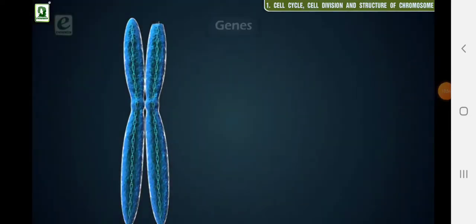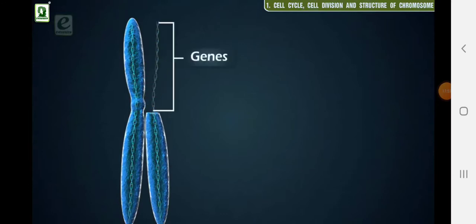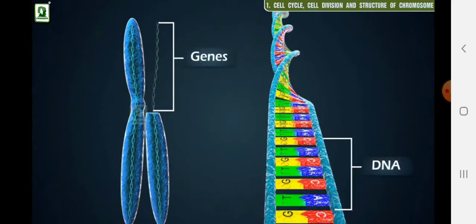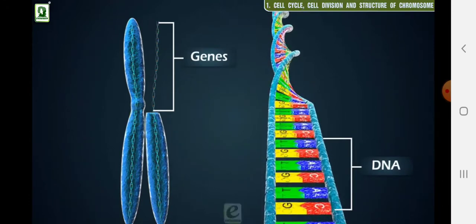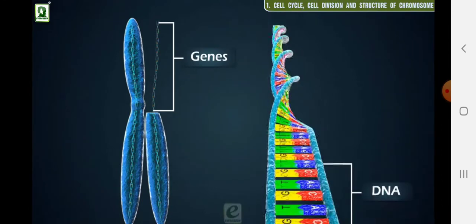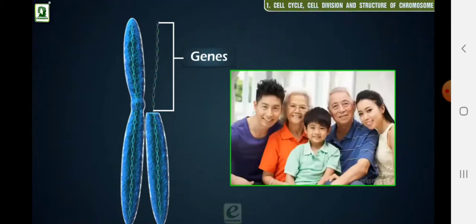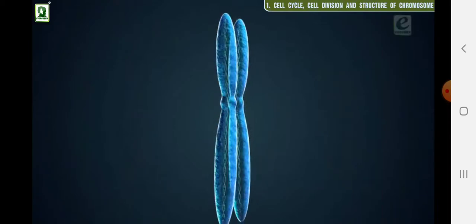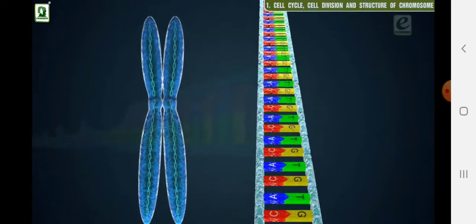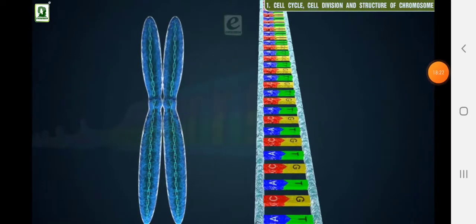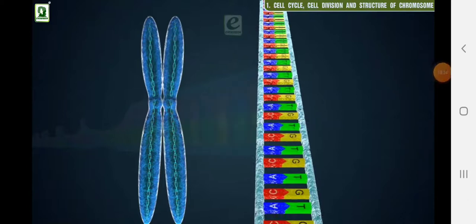Genes. Genes are the specific parts of a chromosome composed of DNA. They determine the hereditary characters. They are responsible for the transmission of characters from one generation to another. They occupy a fixed position in the chromosomes. They are arranged in a single linear order in a chromosome. Scientists have identified around 30,000 genes in human chromosomes.